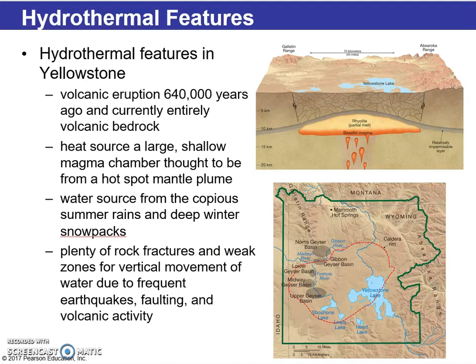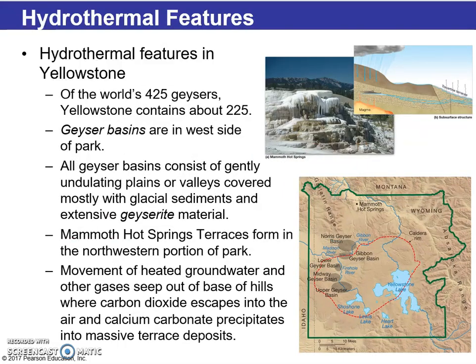Hydrothermal features in Yellowstone: a volcanic eruption 640,000 years ago left a very large caldera. The geothermal process does feed and heat up Yellowstone Lake, as you learned when we were there a few years ago. Of the world's 425 geysers, Yellowstone contains about 225, so it has about half of the geothermal activity in the world in the form of geysers.